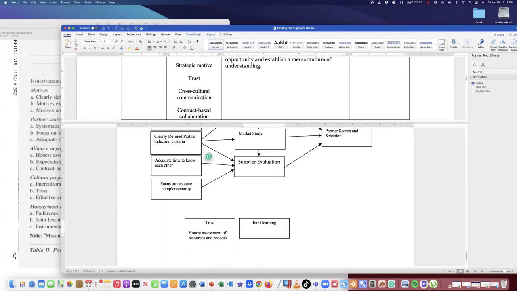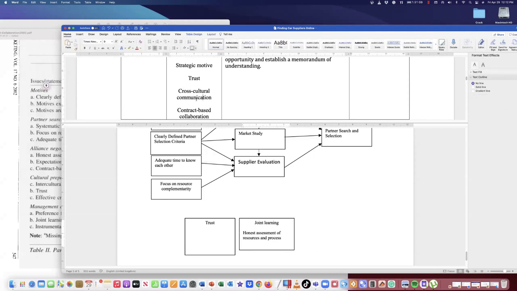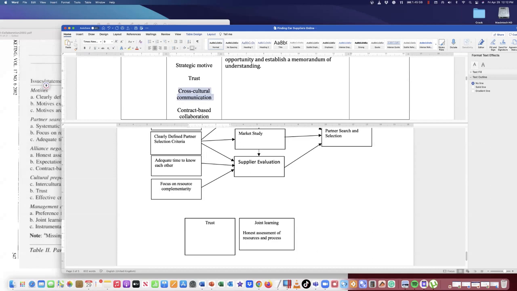And joint learning will help you with the honest assessment of this thing. Sorry. Then cross-cultural communication will go to the trust. Is that not true? I'm not trying to say that it will go together. I don't want to draw. So cross-cultural communication will come here. When you have better cross-cultural communication, then it will lead to. Okay, what else? Contract-based, now it will not be here.